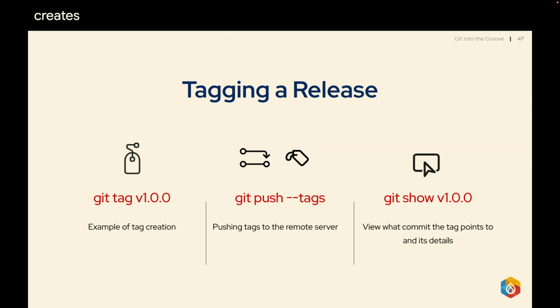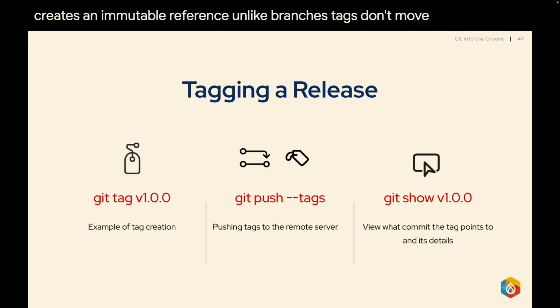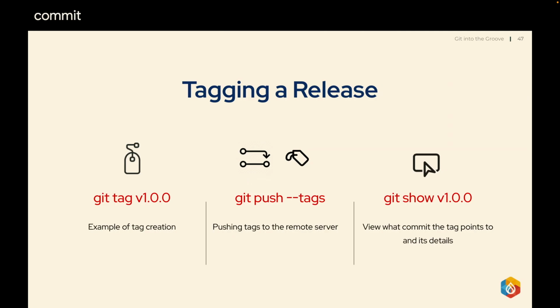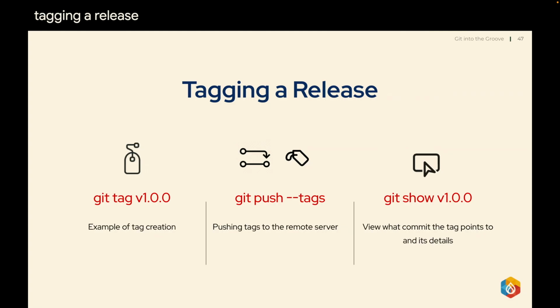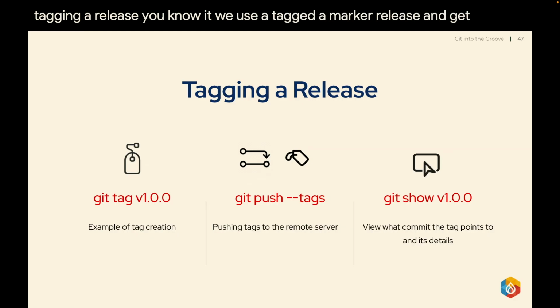It creates an immutable reference. Unlike branches, tags don't move. Once you tag a commit, it stays fixed. So you always know exactly what code it points to. So tagging a release, we use a tag to mark a release in Git.